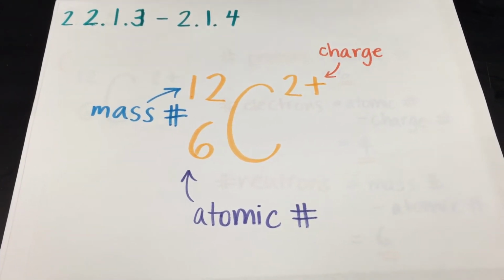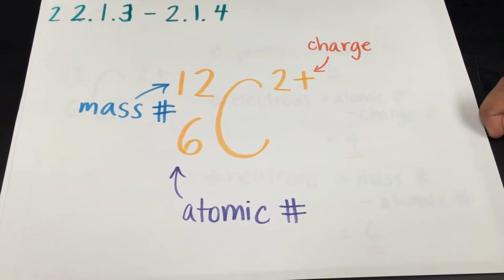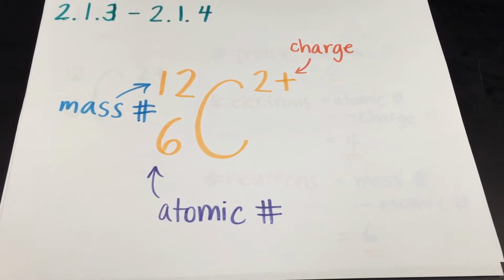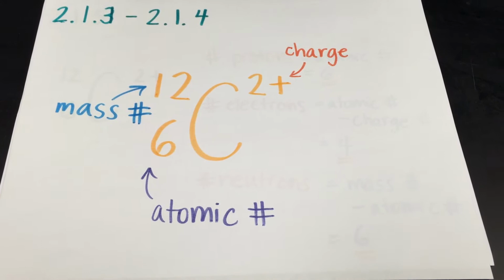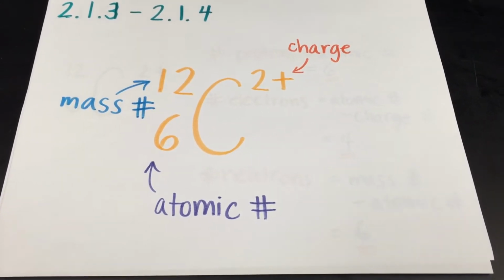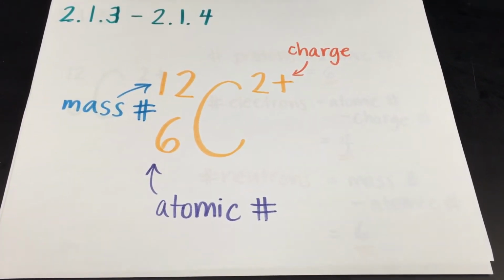Mass number is the total number of protons and neutrons in a nucleus. Atomic number is the number of protons, and electrons if neutral. Isotopes of an element are atoms of the same element with different mass numbers, but the same chemical properties.